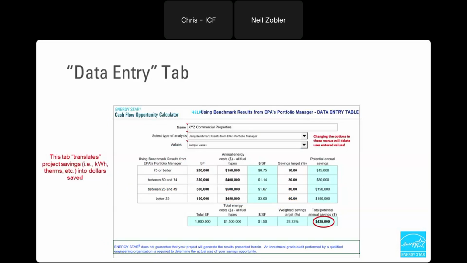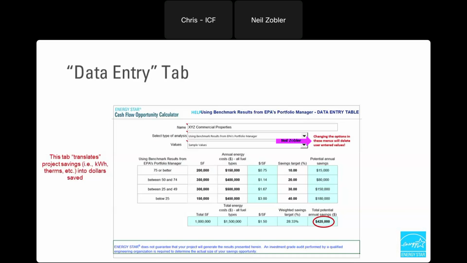First tab, and I've chosen benchmarking for this example. Note that changing the options here will erase anything that you put in. So we suggest that you download the tool to your own computer. Do not use it online. Download it and work with it, save it as you see fit.